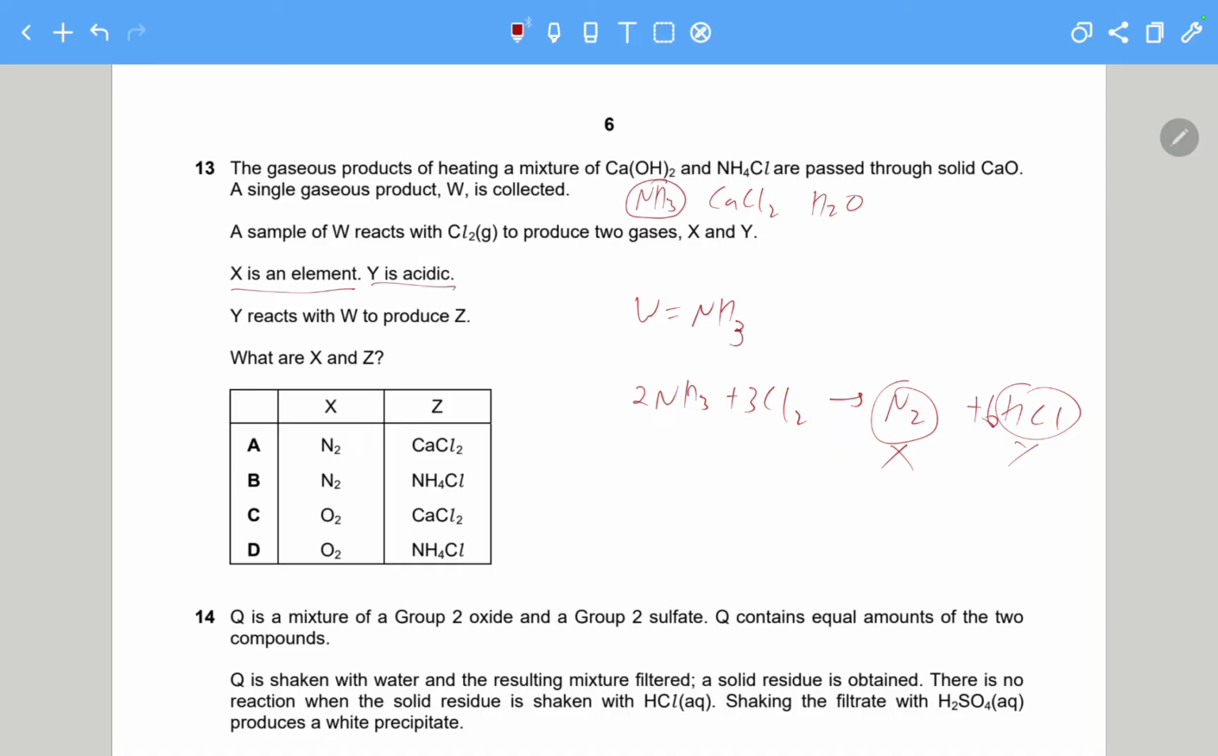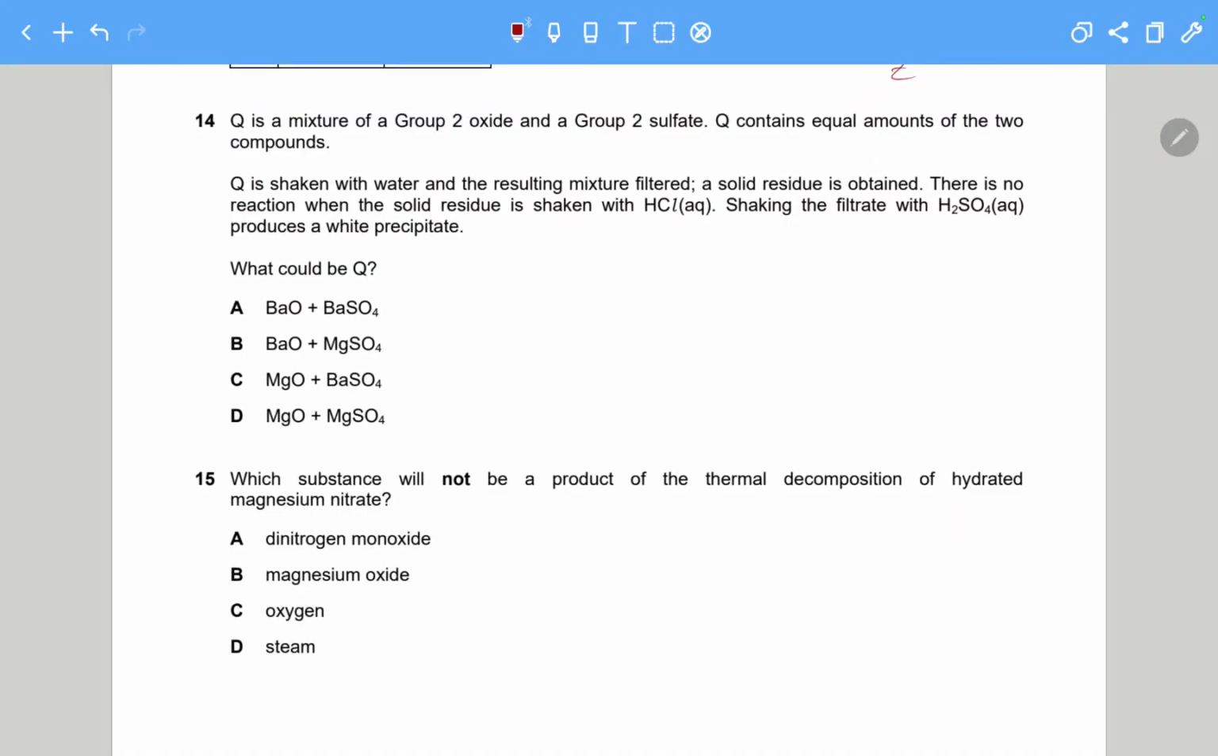And Y reacts with W to produce Z. So Y is HCl. It reacts with NH3, which is a base, and HCl is an acid, so it's a neutralization reaction, giving NH4Cl. We end up back with one of the reactants of the original reaction. So what are X and Z? We know that X is N2 and we know that Z is NH4Cl, and therefore the only option that we have for this is B. So B is the correct answer.